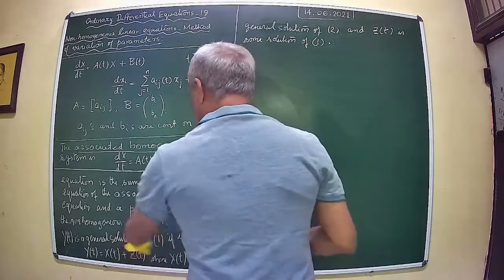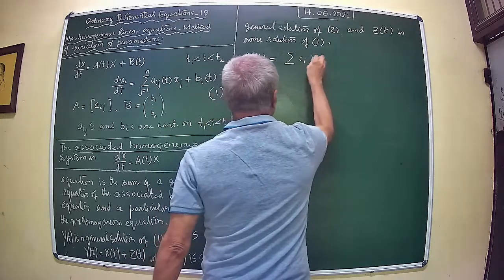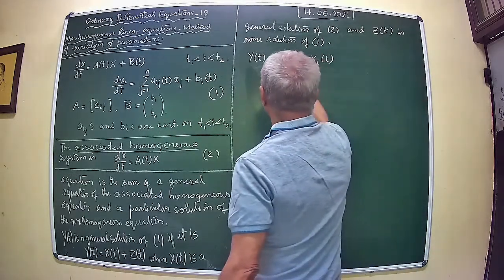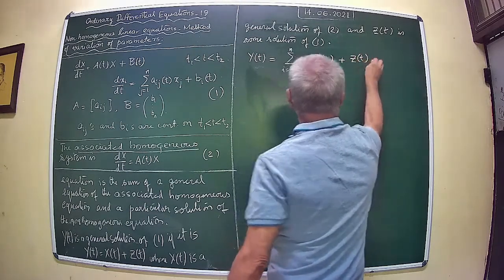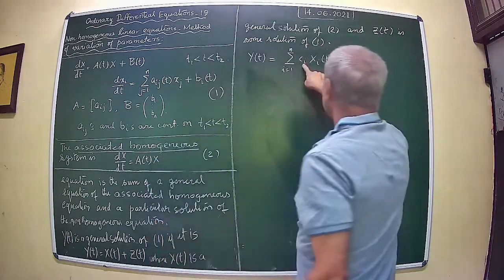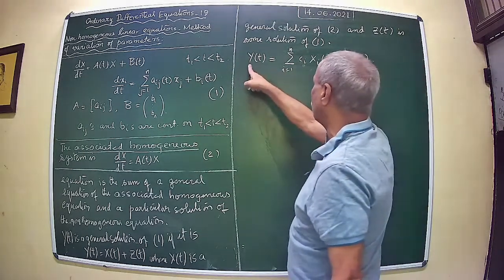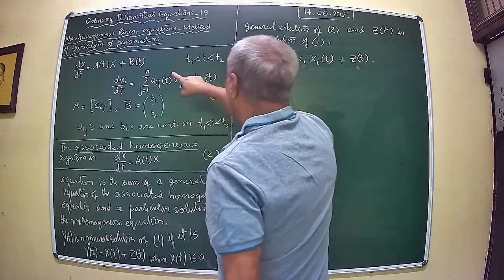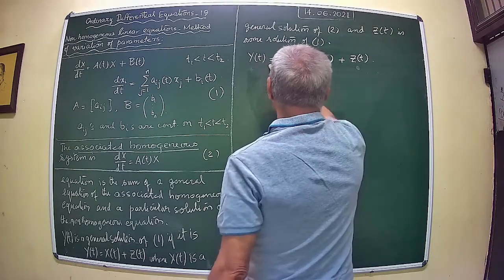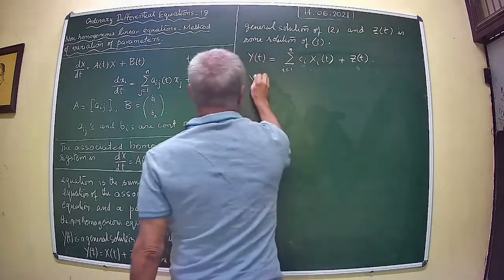See, from this, yt is equal to the sum of ci xi, which forms a basis for the solution space, i equal to 1 to n, plus zt. Therefore, what you need to work on is to find C1, C2. Once you know zt, you can write down a general solution of the non-homogeneous equation as a linear combination of x1, x2, etc., xn plus z. Okay.